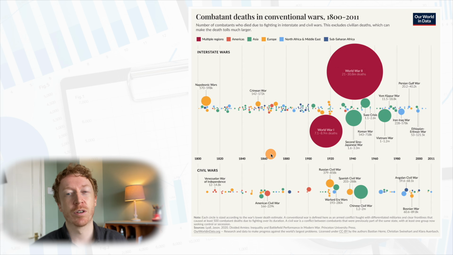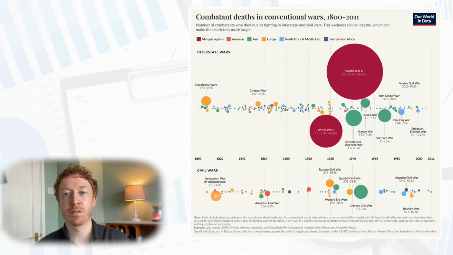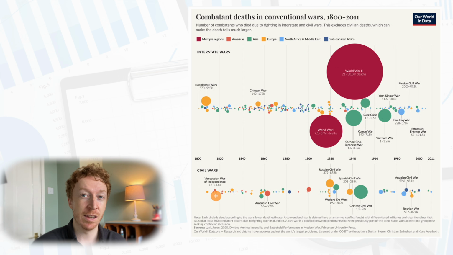Now then, let's take a look at civil wars. Overall, we can see that the death toll for civil wars on the whole is lower than the death tolls in interstate wars. We can see that between 1800 and 1900, civil wars were quite common. Lots of small civil wars in various different countries. The Venezuelan War of Independence is here, with around 12,000 to 14,800 people dead in this war.